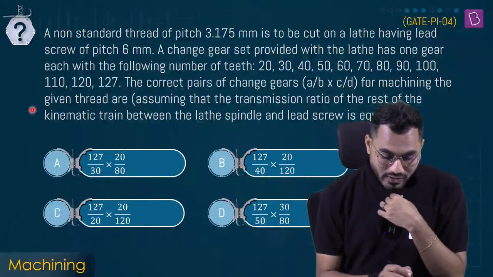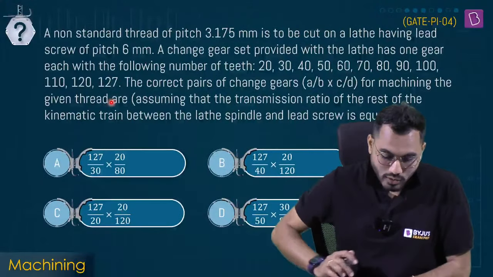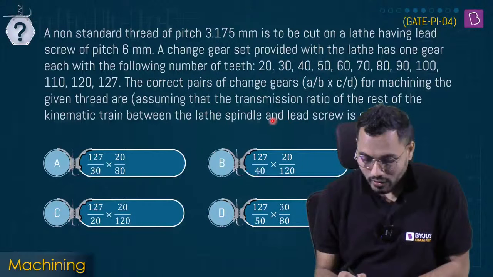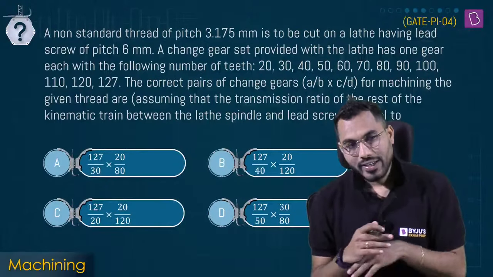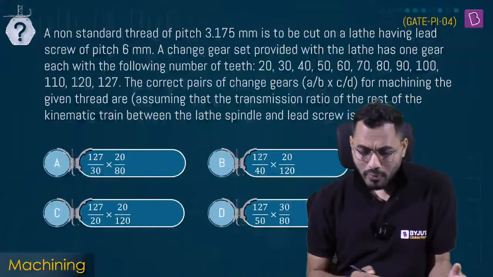Right, fine. For machining the given thread, assuming that the transmission ratio of the rest of the kinematic train between the lathe spindle and the lead screw is exactly equal to. So the gear ratio we have to calculate. So a number of options are given.